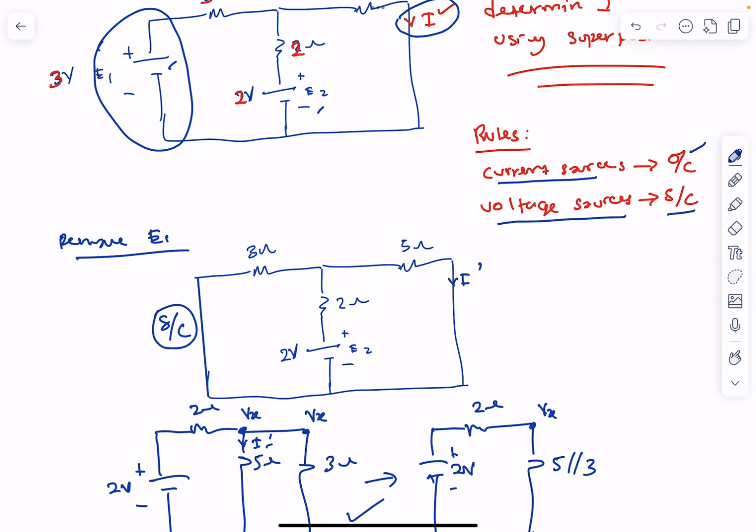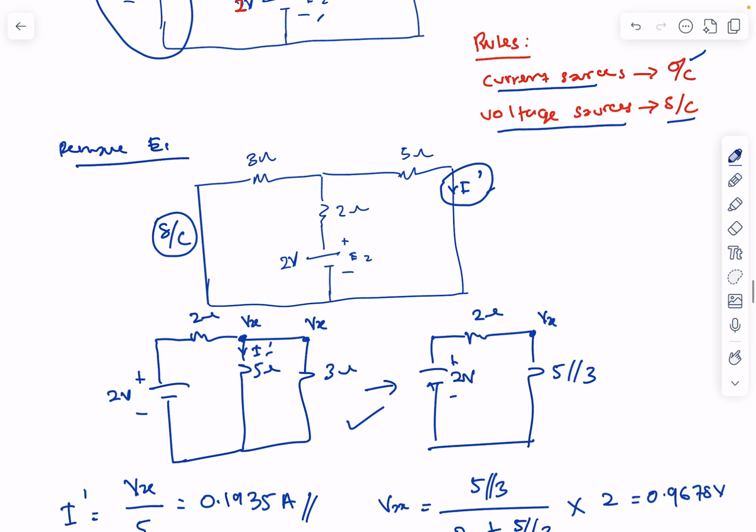So if you look at this diagram, if you want to find I single prime here, from your point of view, which is the best or most comfortable way to calculate this I single prime? Okay. So in my point of view, I can rearrange this diagram like this. Okay. So I believe that the current passing through the 5 ohm here is the same as I single prime.